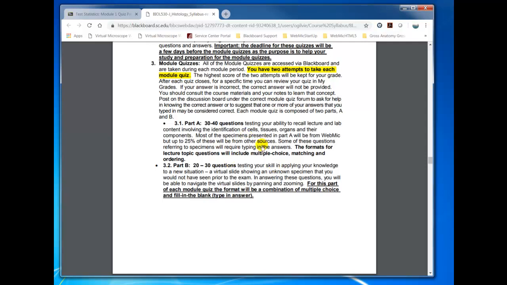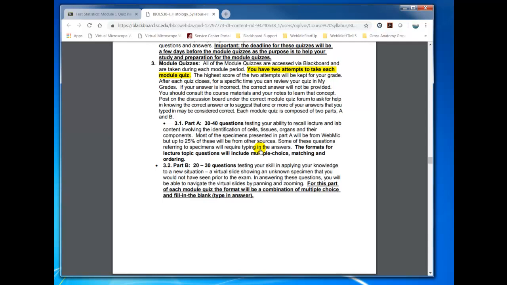And most of the specimens, if there is a specimen presented, which there will be, in Part A, will be from WebMic, but up to 25% may be captured from other sources. And some of these questions referring to specimens will require type-in answers. Now when you get to the midterm and the final, any specimen you're presented will require you to type in the answer. And we give you a really long word list for the whole course that's available. And hopefully you found that list and have taken advantage of it and are looking it over. And you can have that available while you take the test.